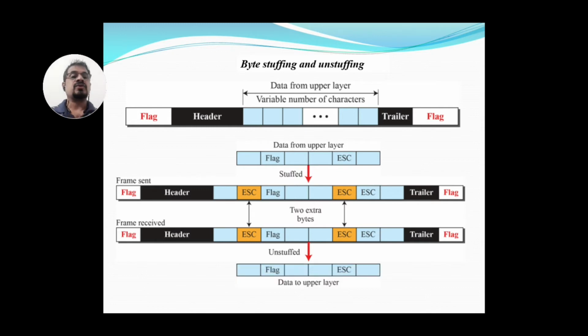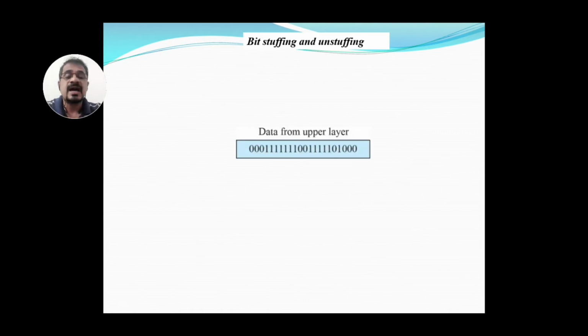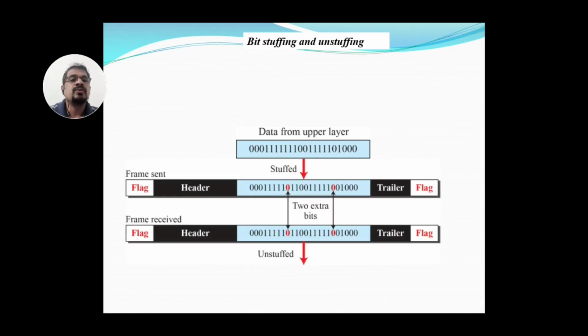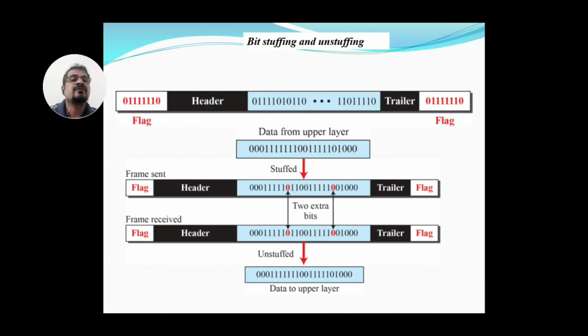And the next very important concept is bit stuffing and bit unstuffing. Byte stuffing is for the character oriented protocol, while bit stuffing is used in bit oriented protocols. This bit stuffing, for example in the HDLC protocol, is a very famous concept. It means that all the data are interpreted as bits. So, say for example, now you can see the data from the upper layer.